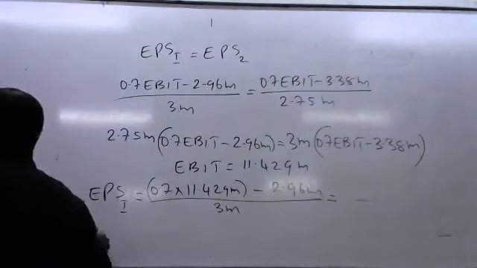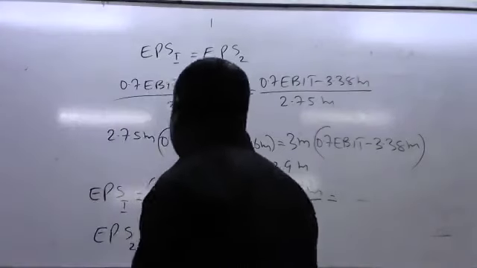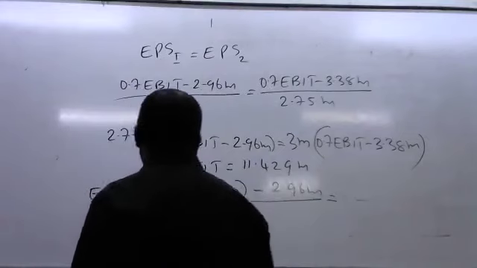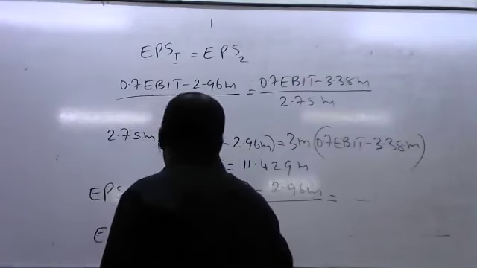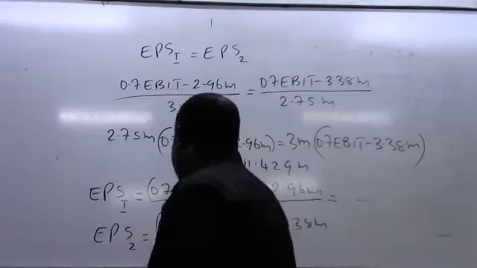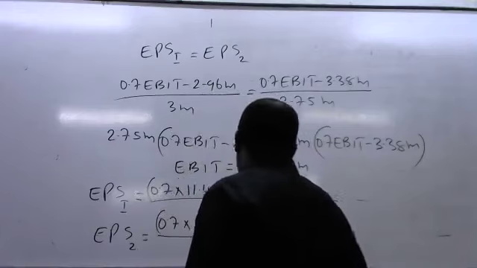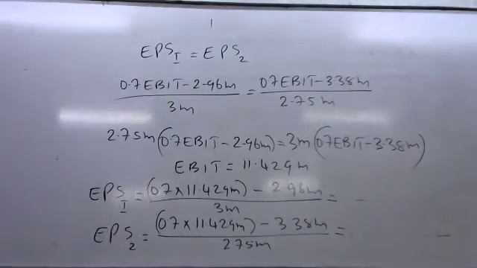Then we do the same for option 2. So it will be 0.7 multiplied by 11.429, then minus 3.38 millions, then we divide by 2.75 millions. So the two figures should be the same. The earning per share for option 1 and option 2 should be the same.